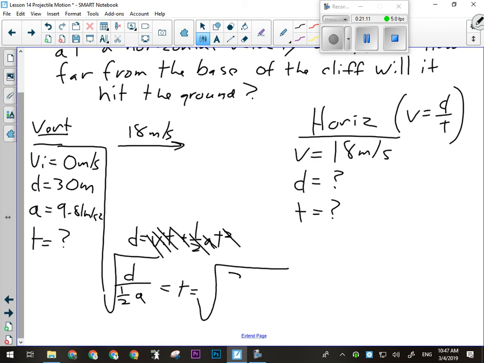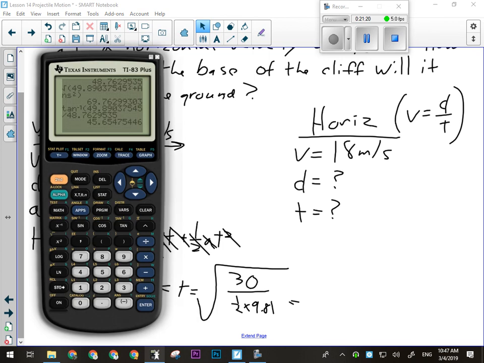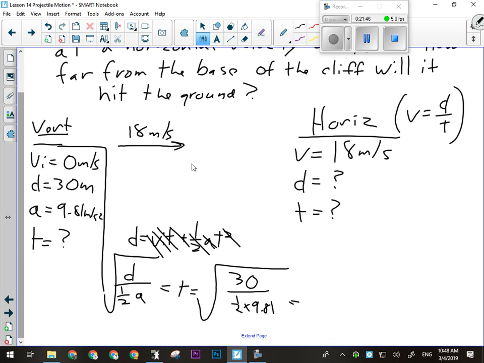So we got 30 meters divided by 1/2 times 9.81. Whoop, missed the 8. So it's going to take 2.47 seconds for this ball to reach the ground after I throw it. That entire time that it's falling is also the time that it's moving horizontally, and it'll continue to move horizontally until it hits the ground.